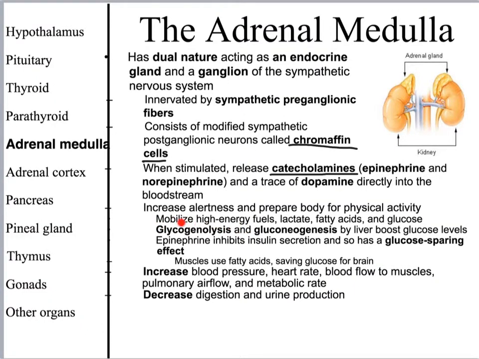You're going to mobilize high-energy fuels. You're going to start making glucose in your liver. You're going to start releasing fatty acids from your fat cells. Liver cells are going to make new glucose through the process of gluconeogenesis, and they're going to release stored glucose in glycogenolysis. And you're going to inhibit insulin so that sugar stays in the blood.